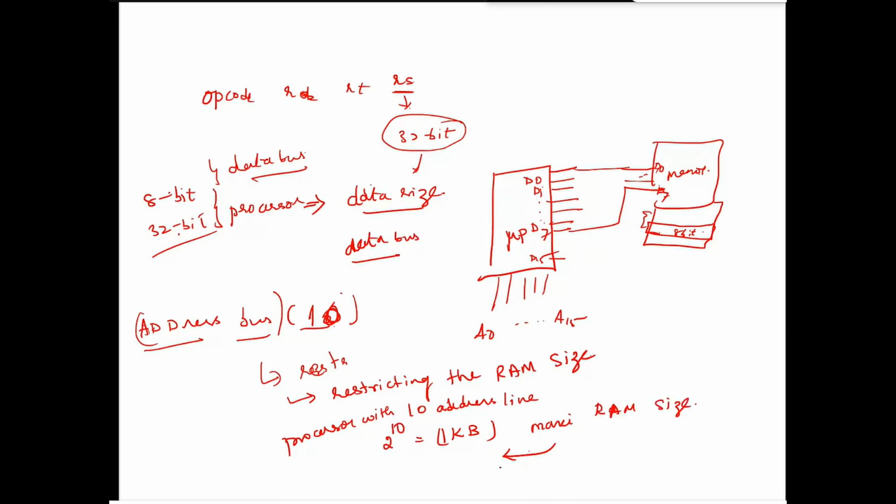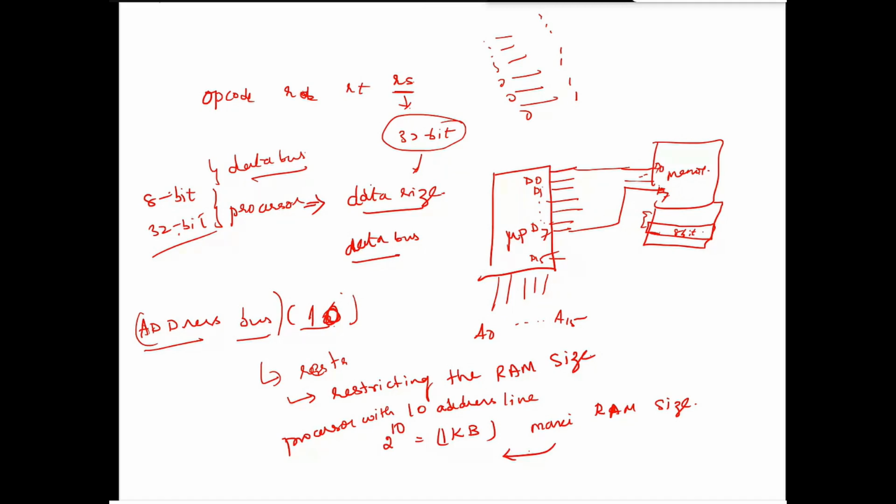We cannot put more. Why? Because we have only 10 address lines. So first it will be all 0000, and it will go till 1111. Only that many combinations are possible, so only those many addresses we can give. Understood or not? Your address lines clearly say what the maximum address space the processor can access is, and only with that can we put the RAM size.